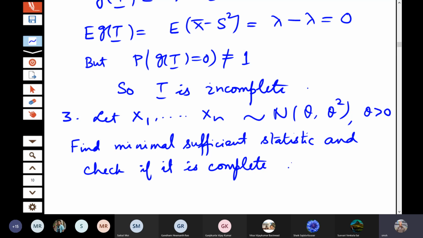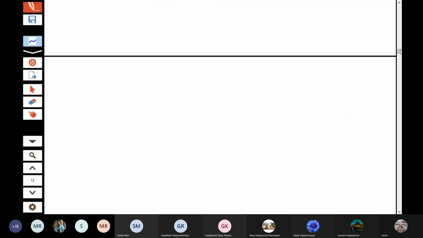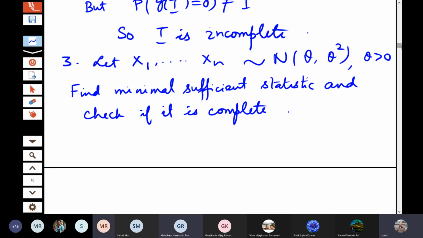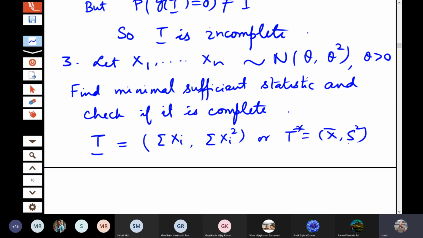So has anybody come up with the minimal sufficient statistics? What is the minimal sufficient statistics here? Same as mu: sigma xi, sigma xi square, or we can write, say, T star, that is X bar, S square. Okay, so this is minimal sufficient. Now my second question, please answer whether it is complete.